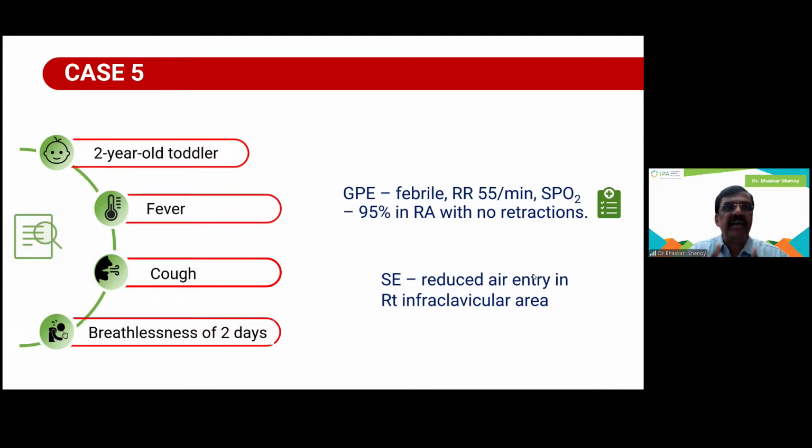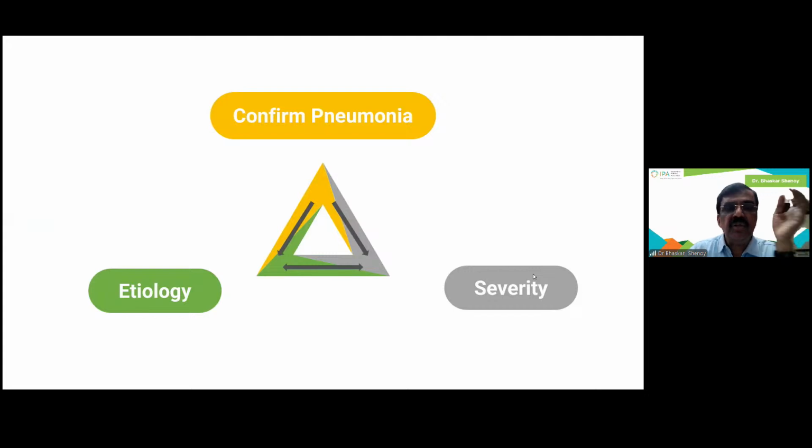Let me go down a little into the chest. 2-year-old, fever, cough, breathlessness, 2 days. His saturation is maintained. He is febrile, tachypneic, and has reduced air entry. So whenever such cases come, you confirm the pneumonia first, look at the etiology, and grade the severity. These 3 things you have to do. When the child comes with cough, fever, and hurried breathing, this is a simple thing: confirm that it's pneumonia, suspect a possible etiology, and grade the severity.